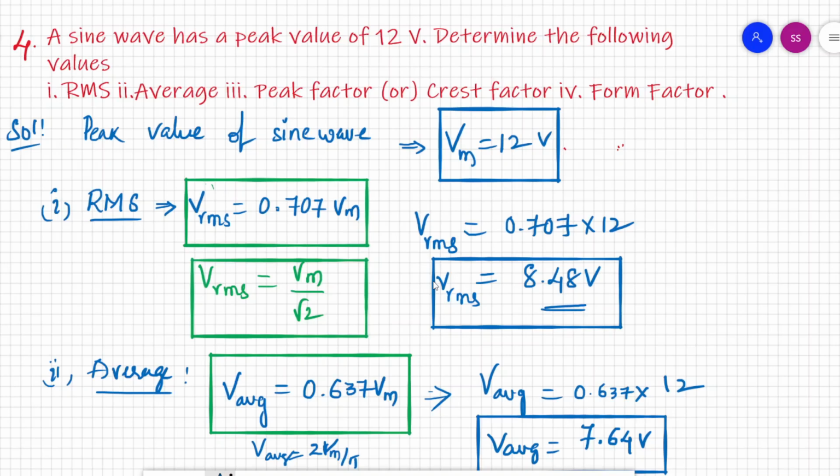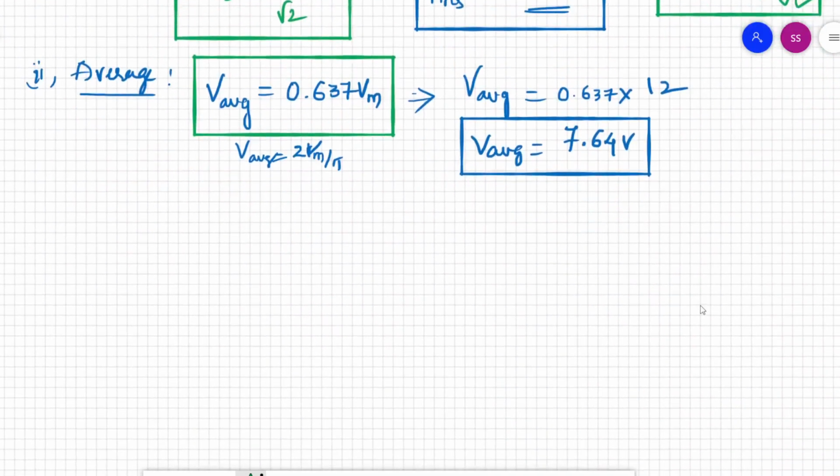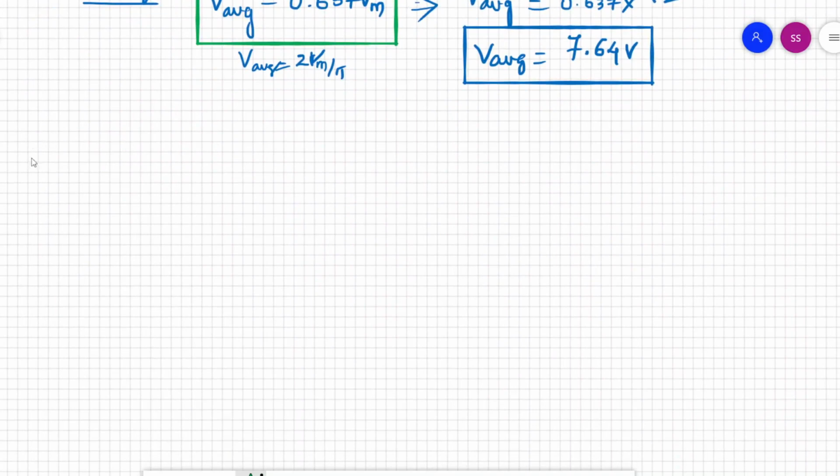Now let us find peak factor, which is also called crest factor. Okay, so what is the expression for that peak factor here? Here peak factor or crest factor is given as peak value by RMS value. Okay, so this was the expression. And what is the expression for form factor? Form factor is RMS value by average value. So we have these values: peak value, RMS value, and average value. We can substitute those values in this formula so that you can get peak factor as well as form factor. Now let us find peak factor. Okay, so I'm finding peak factor now.